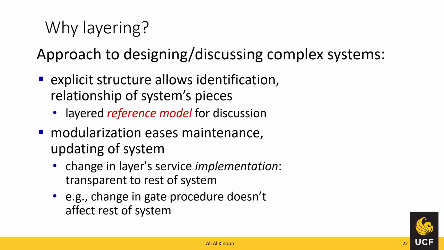So why is there a layering system? It's an approach, a way of design, so that we can discuss complex systems. It's a structure that allows identification and relationship of the pieces of the system. It's a layered reference model for discussion, modularization, and easy maintenance for people that work in IT and take care of system maintenance. A change in each layer's service implementation is transparent to the rest of the system. So changing the gate procedure does not affect the rest of your flight, or the rest of the system.